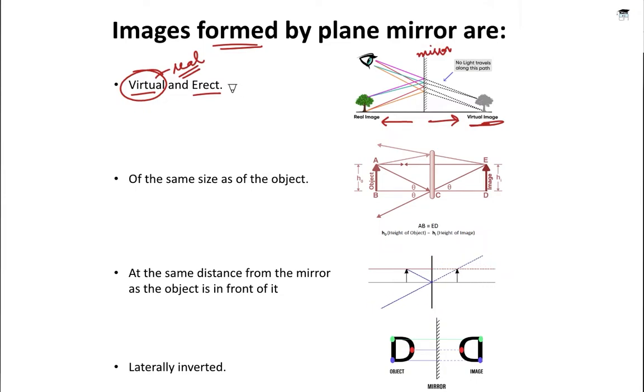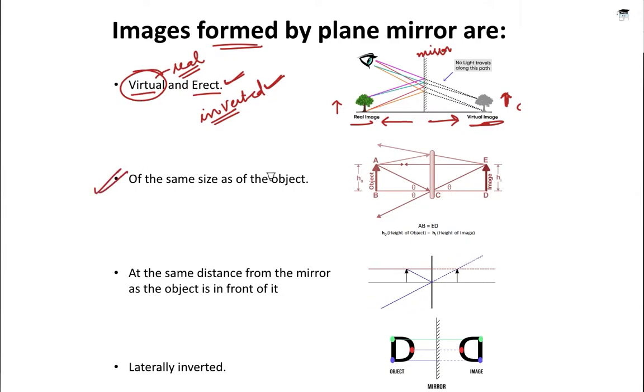And the image formed by a plane mirror is also erect. Erect means that, look here, the object is in this position, and the image is also in this position. It is not inverted. The opposite of erect is inverted. Inverted means the tree would be in this direction. We will also see how some spherical mirrors form inverted images. So the image formed by a plane mirror is virtual and erect.